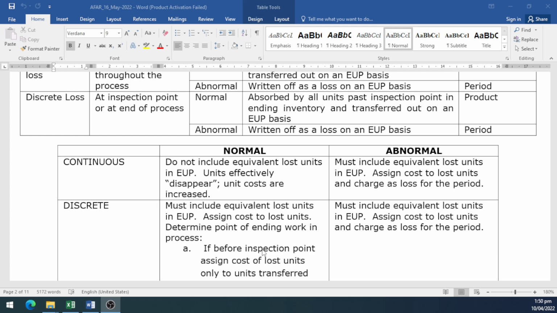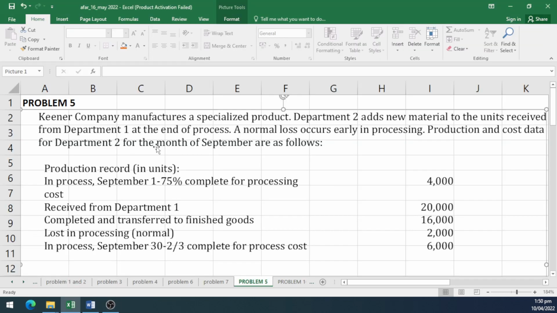For abnormal, compute the EUP, assign cost to lost units, and charge as a loss for the period. Sige, let's now illustrate accounting for lost units using problem number 5.